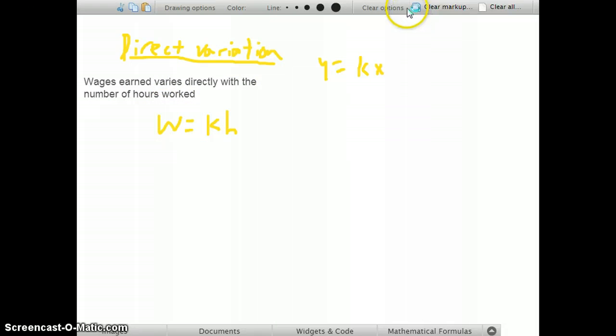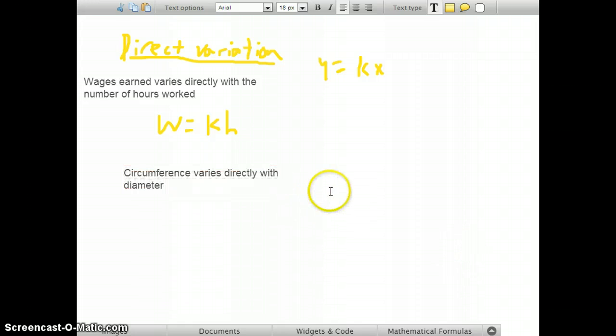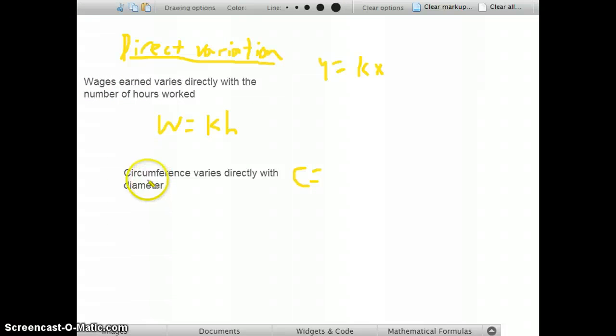Now, secondly, we can also translate another one. Circumference varies directly with diameter. So for this one, we put C equals, since the y up here was the wages. C over here would equal, varies directly, k times d. So once we translate these, we would be able to solve it.